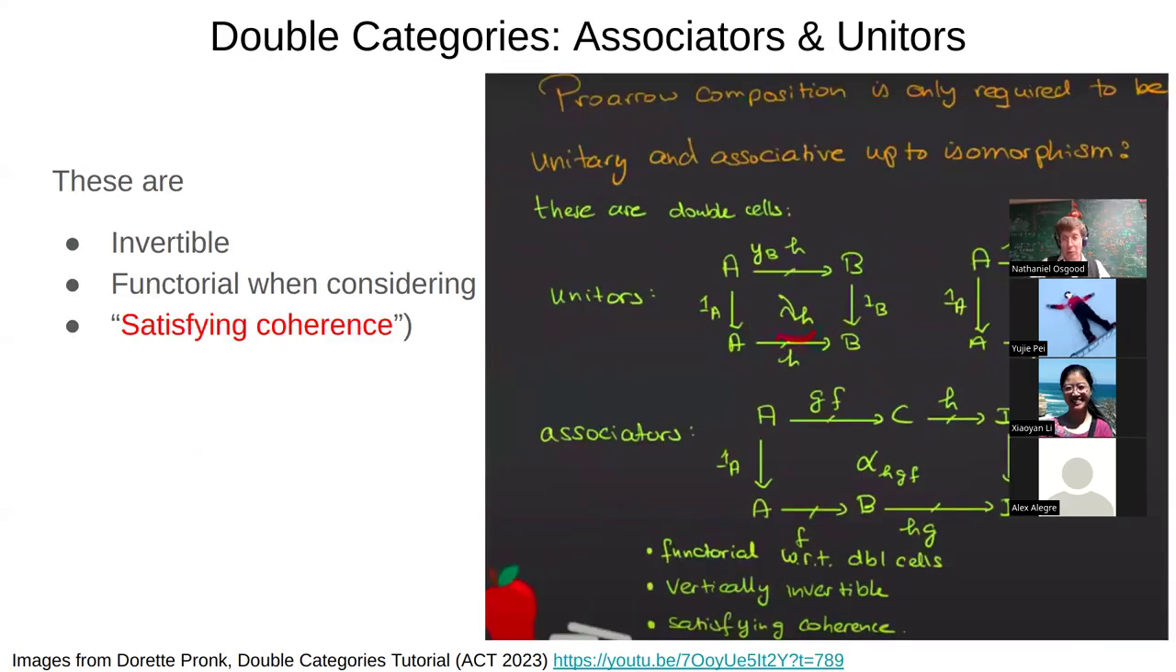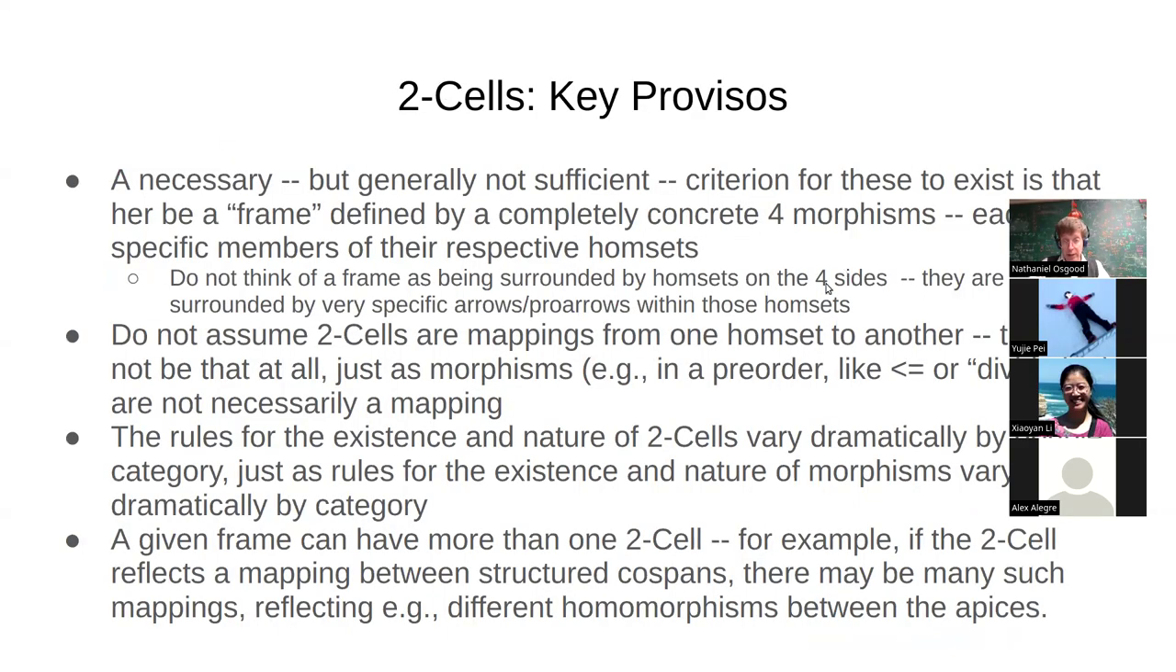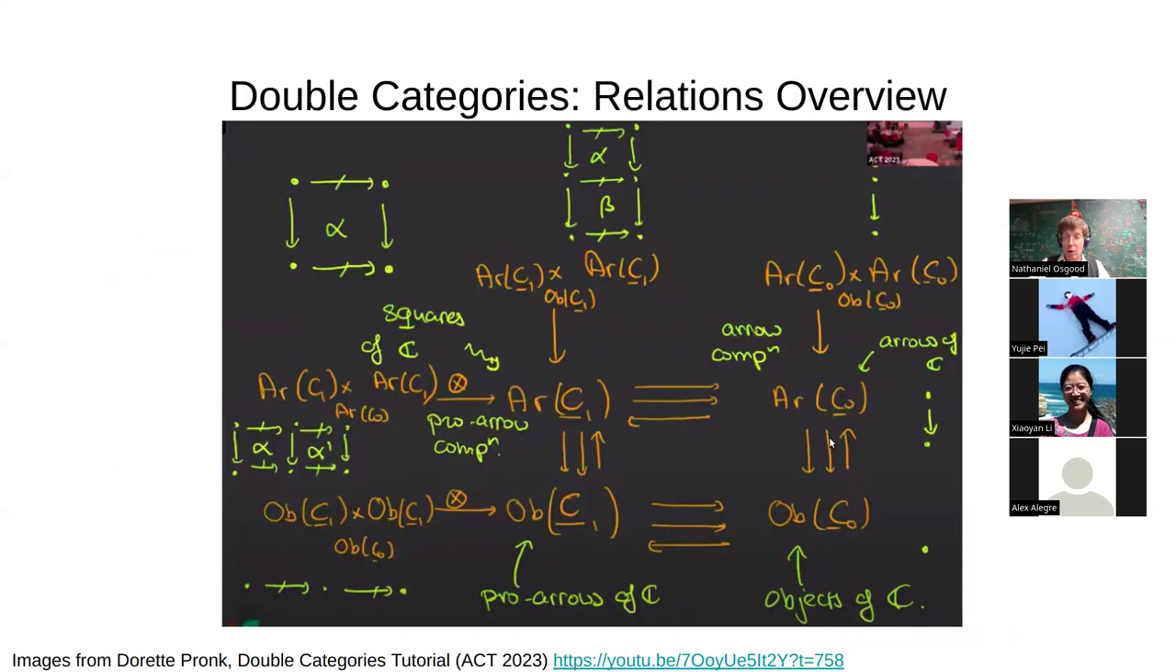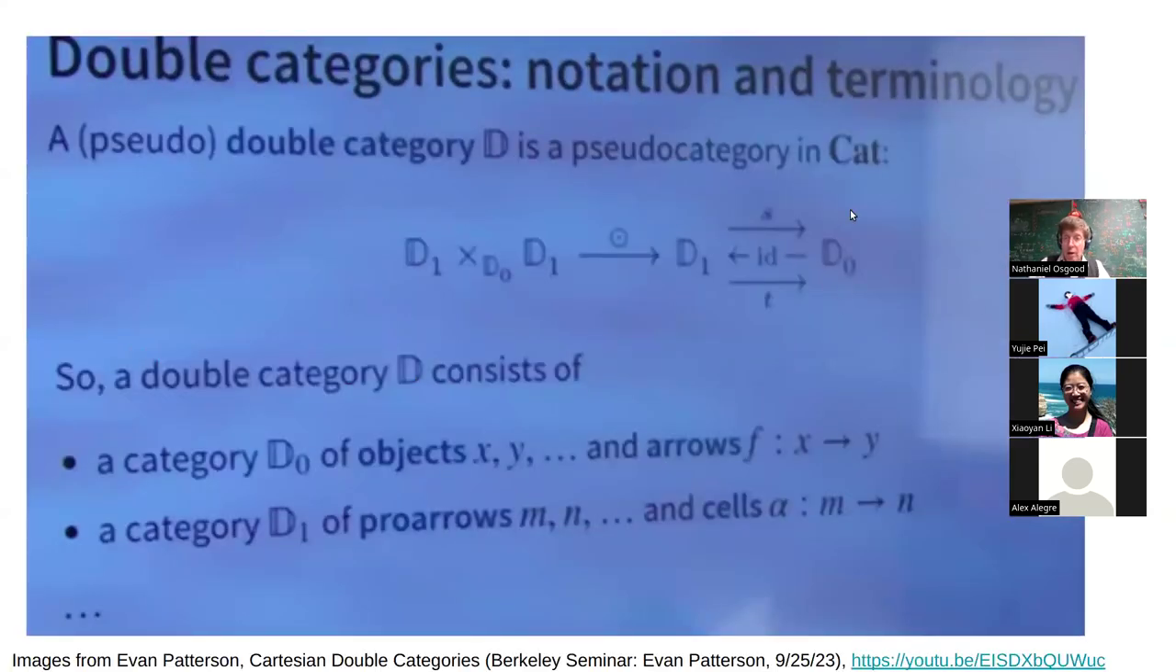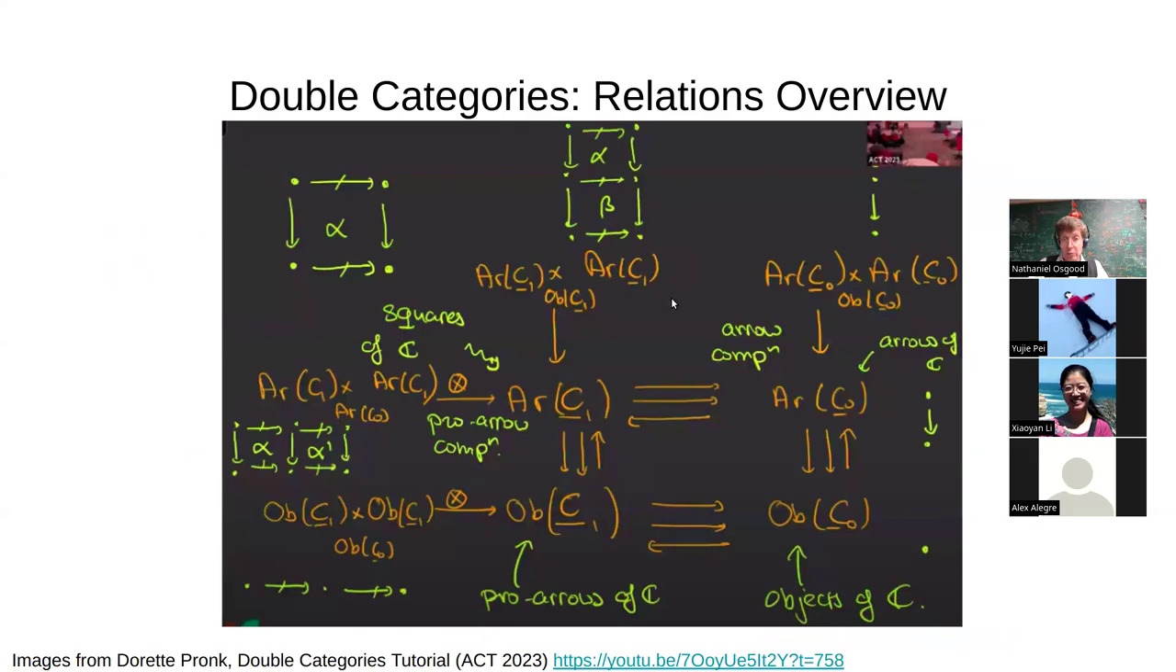Okay. So vertically, these things compose just within each category. It's just composing the vertical arrows here. It's just composing in this category. The vertical composition of two cells is just composing in this category, strict as can be, these ones.